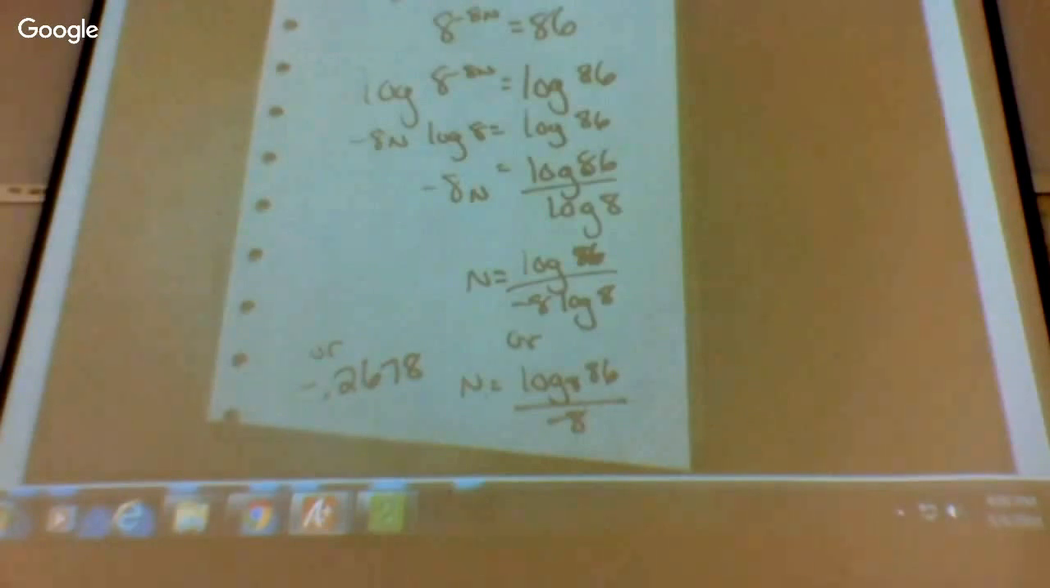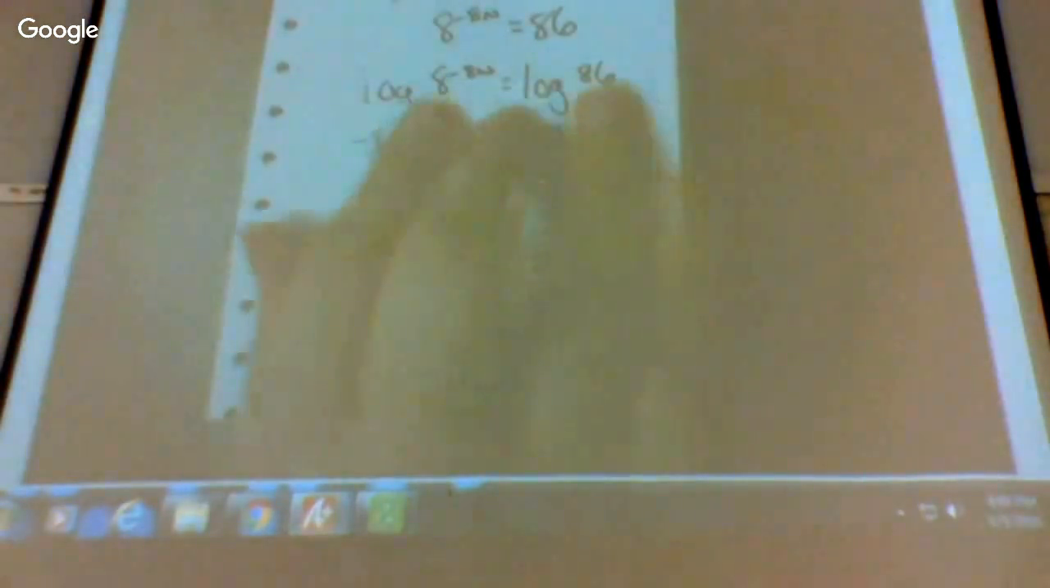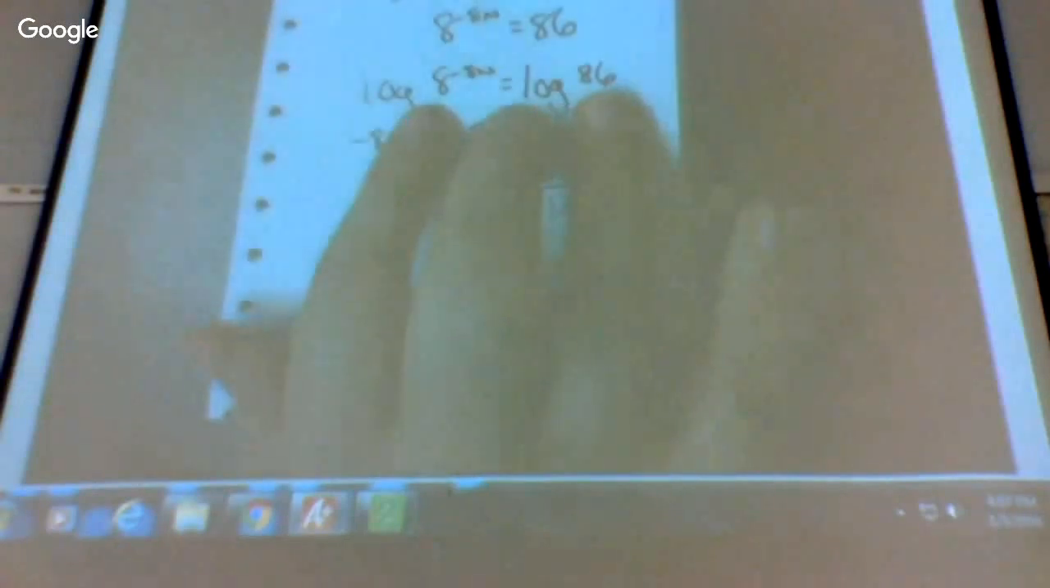Okay, so if you've not noticed, it's posted. We have 8 to the power negative 8n minus 8 equals 78. First thing I did was I added 8 to both sides, and I got 86. Then I said, okay, I need my exponent out. So I took the log of both sides. Are there any questions up to this point where I took the log of both sides?